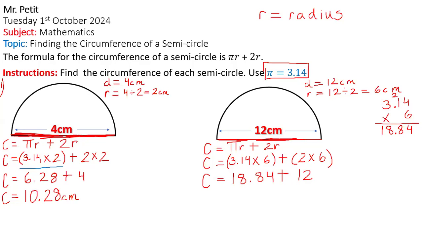Yes, Kanan. If we are shown working to do it in a faster way, instead of doing pi r plus 2r, can we just do pi r plus the diameter? Yes. Okay, thank you. So when we come here, we're going to do 18.84 plus 12. Okay. So 18.84 plus 12.